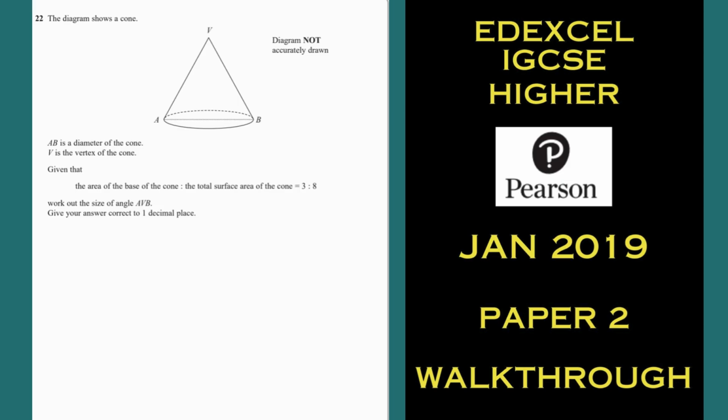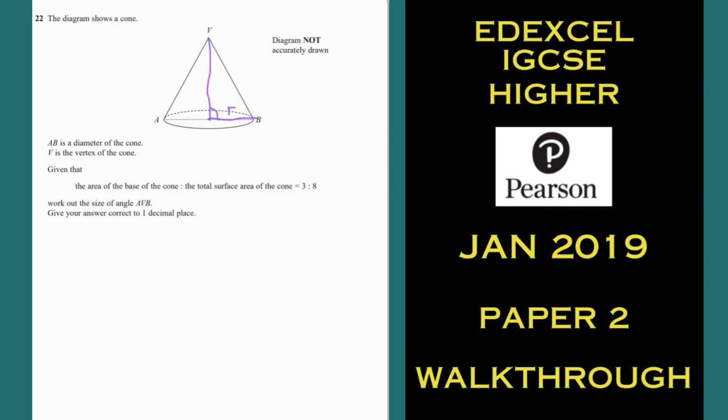Number 22. Quite a tricky one, this. It's another one where you don't seem like you're given enough numbers. All right, but let's worry about one thing at a time. First thing I would worry about is this: they've not put that height on. All right, height is important. So AB is the diameter. Well, when we talk about cones, we don't use diameters. We use the radius. So let's refer to that as R.